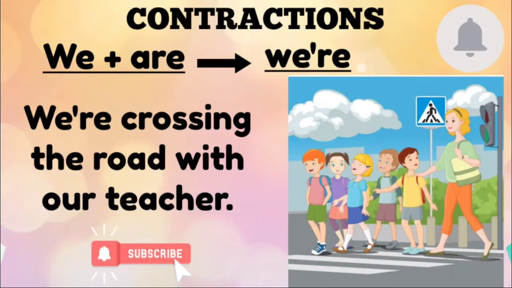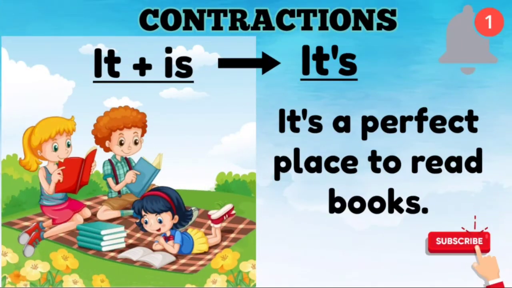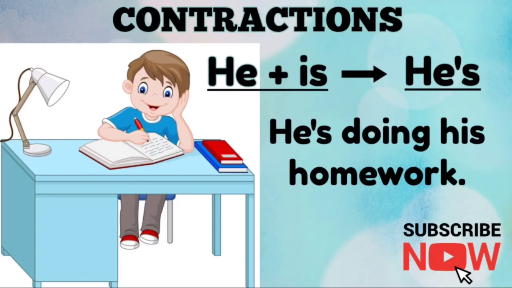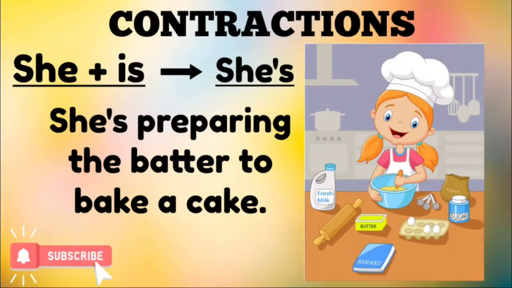Now the next one. We plus are becomes we're. We're crossing the road with our teacher. Now the next one. It plus is becomes it's. It's a perfect place to read books. See the next example. He plus is becomes he's. He's doing his homework. Now here is one last example.